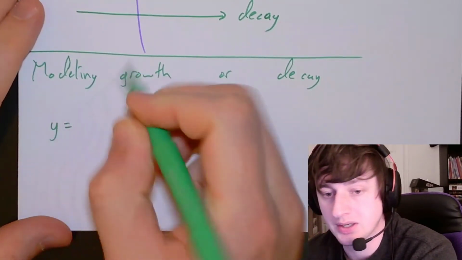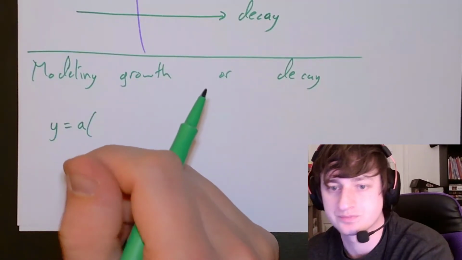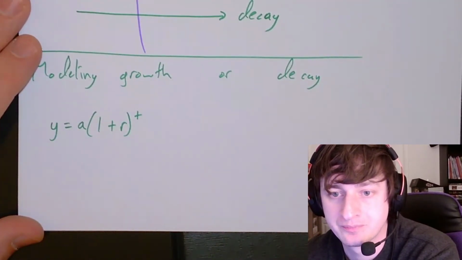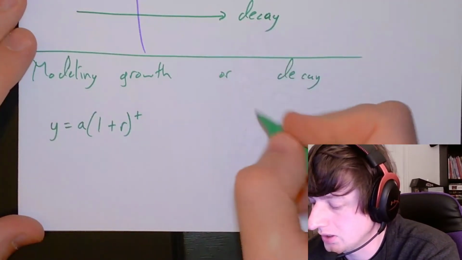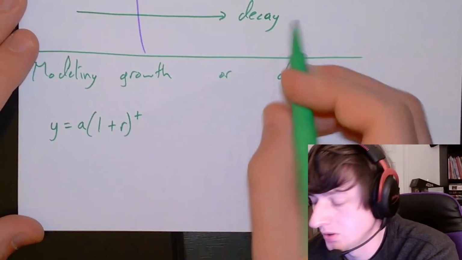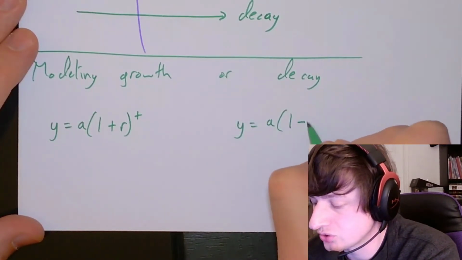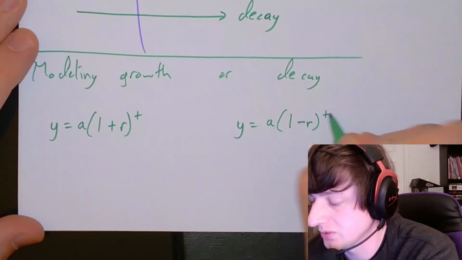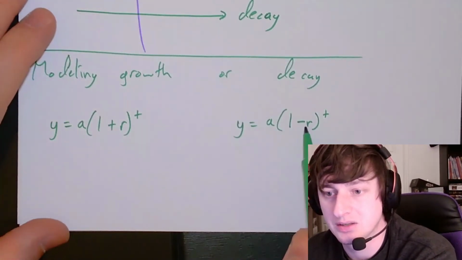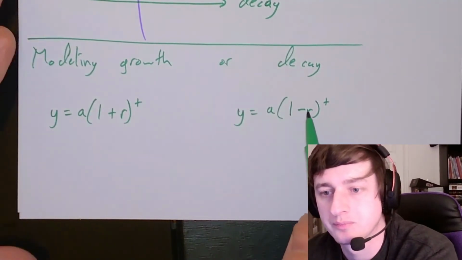We would want to write that rate as y equals a times 1 plus the rate, to the power of the time. Okay, and that would be growth. We're starting at one and increasing it by whatever the rate is. Or decay, start at one and we subtract whatever the rate is. So the rate is going to be a percentage, so it's not ever going to be negative, but it will decrease this number to be smaller than one, right? Because one minus like 0.2 or something.